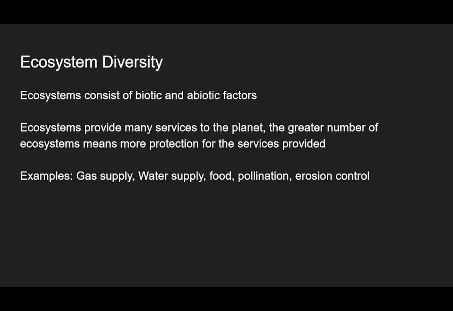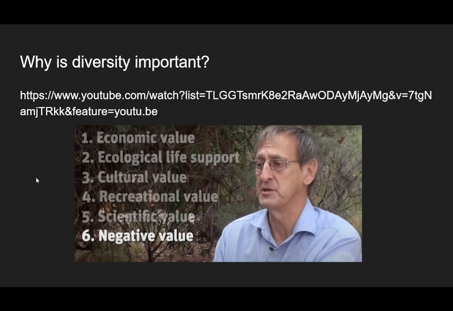So ecosystems provide so many of these supplies: gas, water, food, pollination, erosion control. If humans were living in, let's say, a non-living environment, an ecosystem that doesn't have biotic and abiotic factors to help with this, we're probably dead. Now, why is this diversity important? We have a video that you probably should watch in your free time, and I will put it in the description. But I'll go over it.